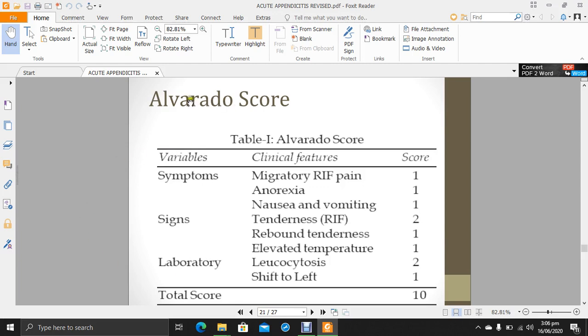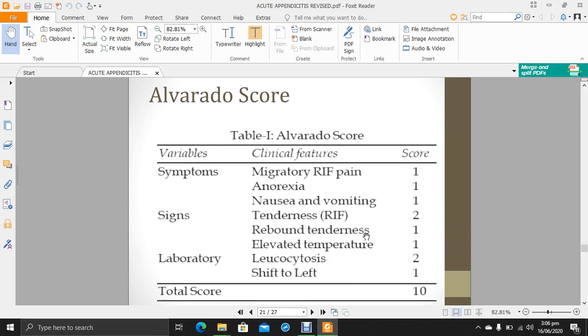So this is a score that is called the Alvarado score. It gives a clear concept to make a decision about the surgery. There are some symptoms, signs, and laboratory investigations. First of all, migratory right iliac fossa pain has 1 score. Anorexia gets 1 score. Nausea and vomiting get 1 score. Tenderness in the right iliac fossa is quite significant, it has 2 score.